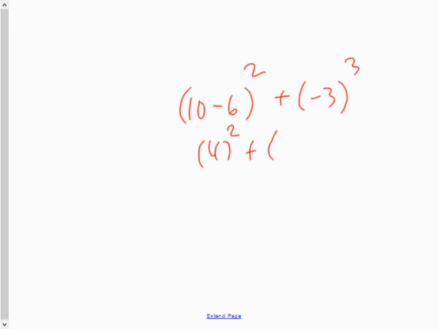Question 15. 10 take away 6 in brackets to the exponent of 2 plus negative 3 cubed. Now, if you try to distribute this, that would be a wrong idea because you can't distribute exponents to subtraction or addition, only multiplication and division. So here you'd have to simplify it to be 4 squared plus, I've got to simplify this now, this is going to be negative 27. It's going to be 16 plus negative 27, which is going to end up being negative 11. Is that right? Negative 11.